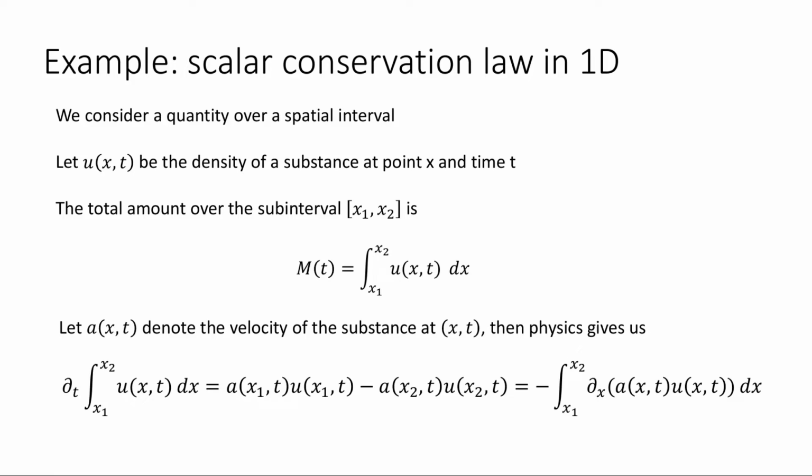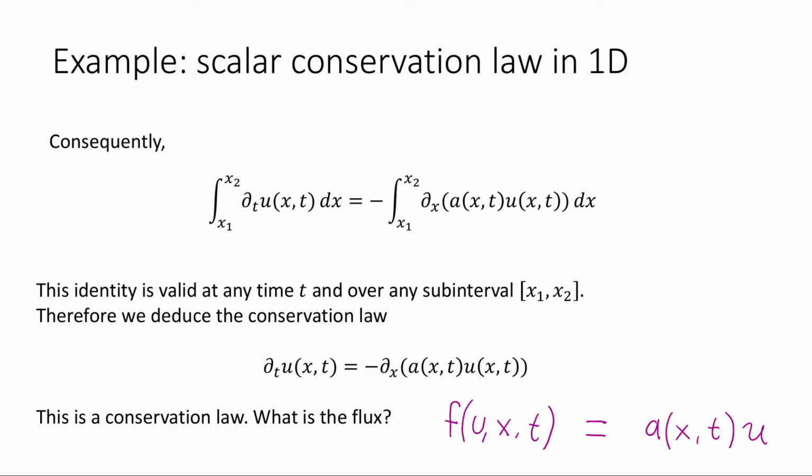Similarly, at the right endpoint, the amount leaving is given by a(x2,t) times u(x2,t). At the right endpoint, when a is positive, then some quantity is leaving, moving to the right, and if it is negative, it is moving to the left. Some quantity is flowing into the subinterval. So to summarize, the rate of change of the integral is given by the difference a(x1,t) times u(x1,t) minus a(x2,t) times u(x2,t).